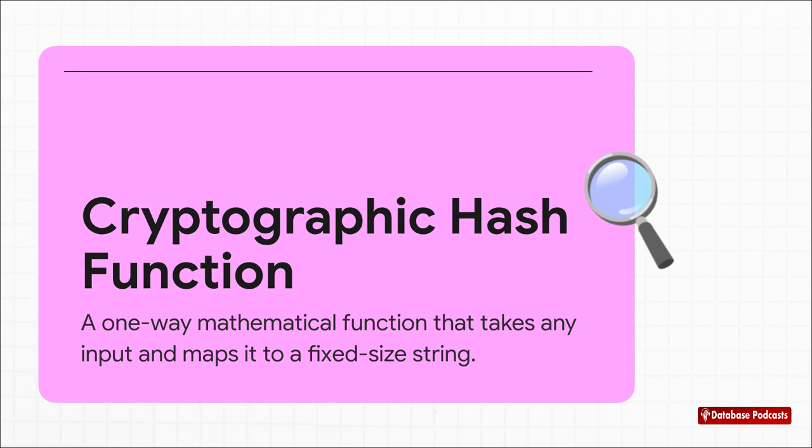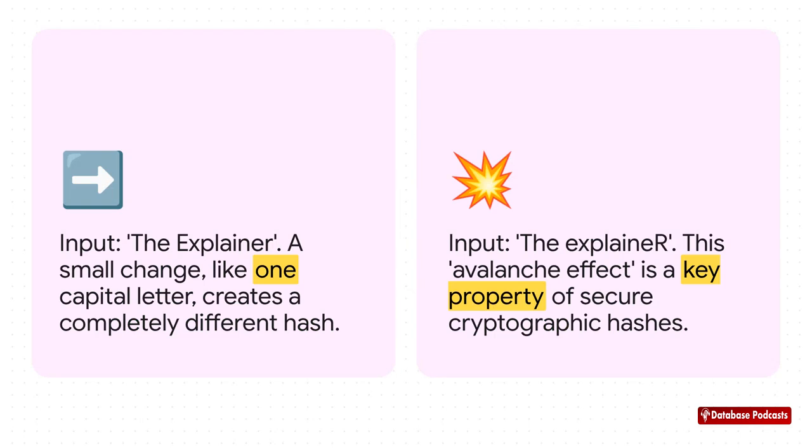It's a one-way street. You can't ever go backwards from the fingerprint to the original data. And this right here is what makes it so powerful. It's called the avalanche effect. Just look at this. We changed one single letter from a lowercase r to an uppercase R and boom, the output hash is completely different. It's totally unpredictable. And that property is absolutely crucial for the puzzle miners are trying to solve.